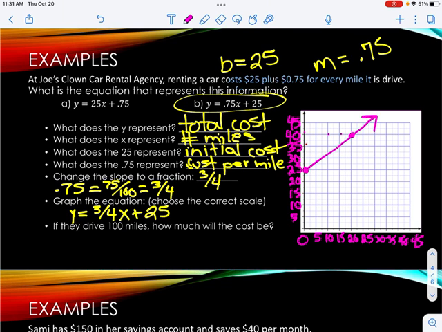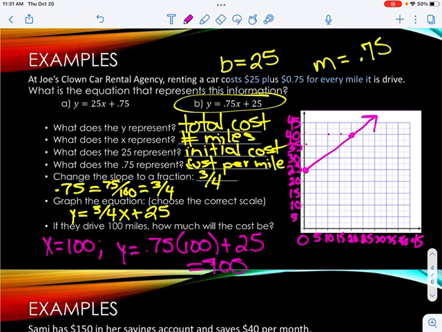Okay, now, next one. It says if they drive 100 miles, how much will the cost be? So here, my x would equal 100. So we take that, and y is equal to 75 cents times 100 plus 25. And that we just punch into a calculator, and it's going to cost $100 for that.